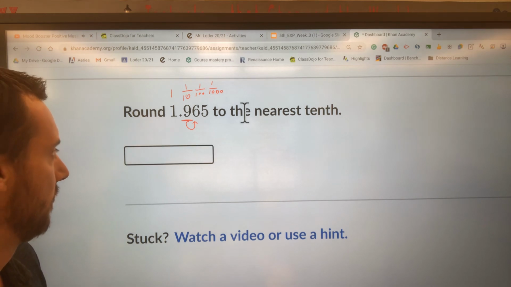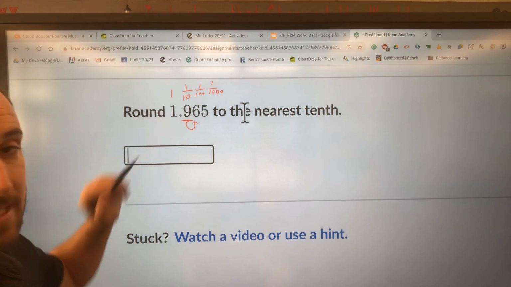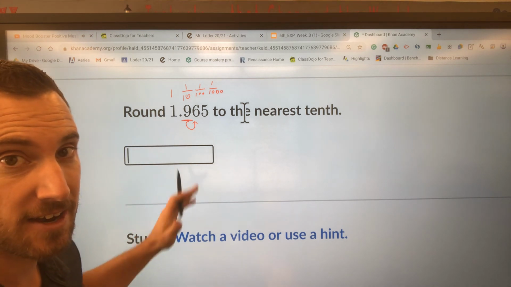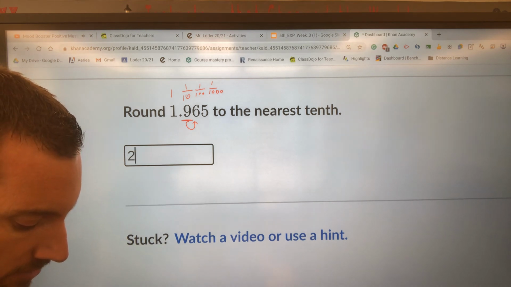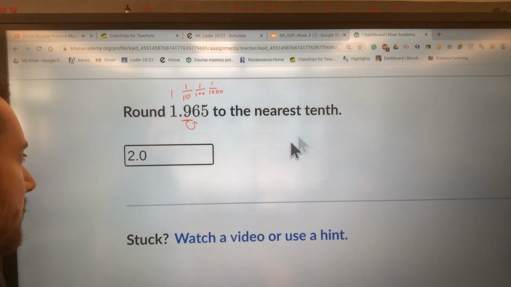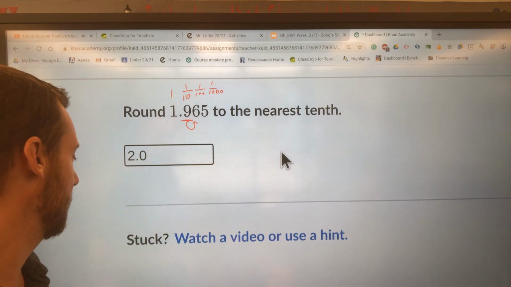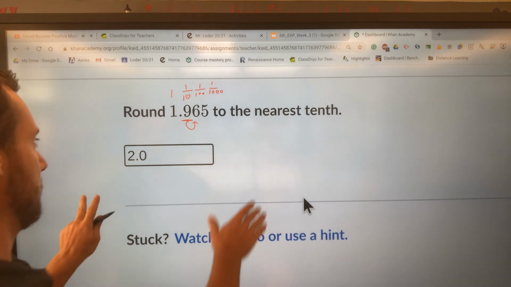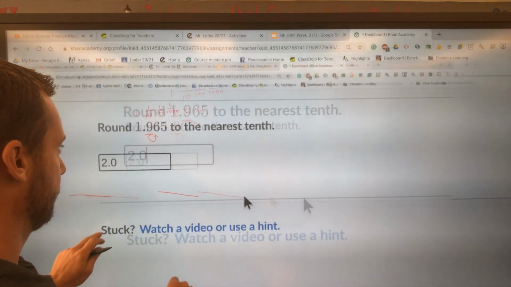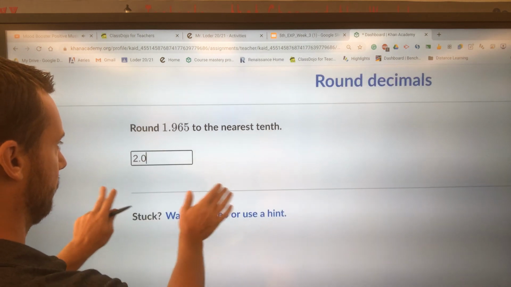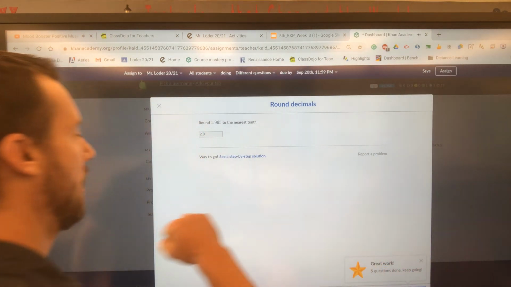And round up. That 6 is going to make this a 10. Obviously, you can't put a 10 there, so you're going to carry that over. So this number is going to be a 2.0. Let's see if it takes 2.0. It might take 2. I would argue that the right answer is 2.0. Let's see what it says. Yeah, there we go. All right.